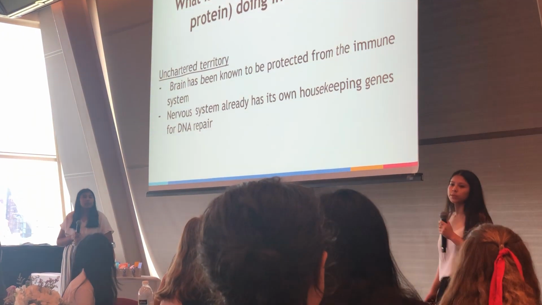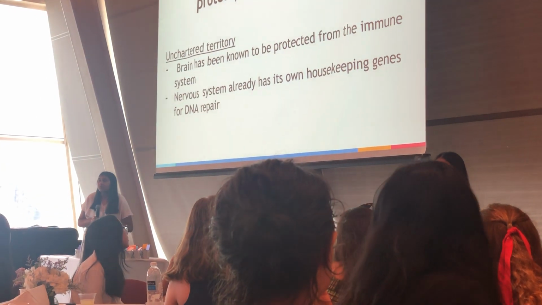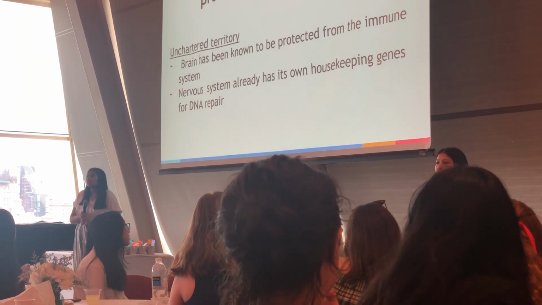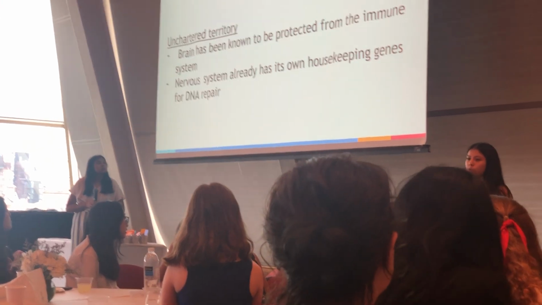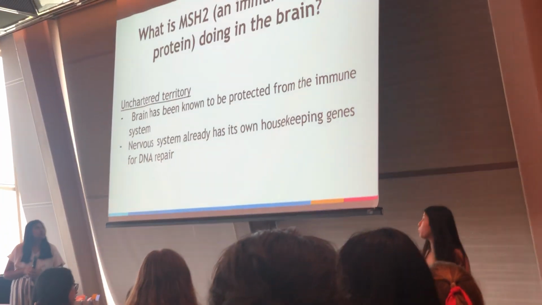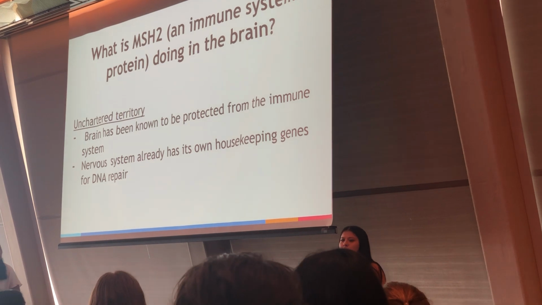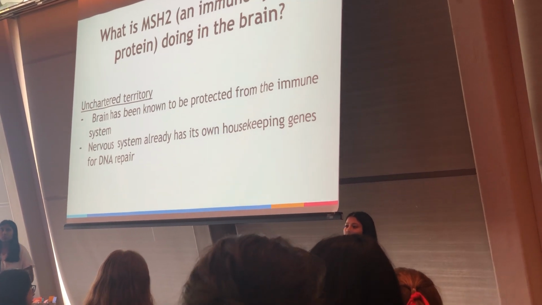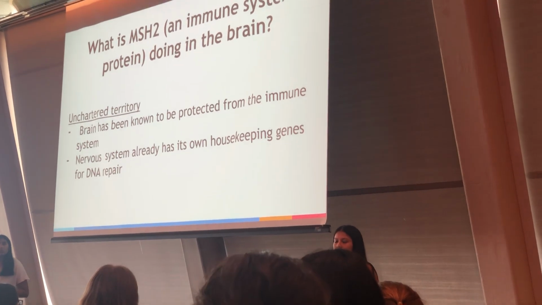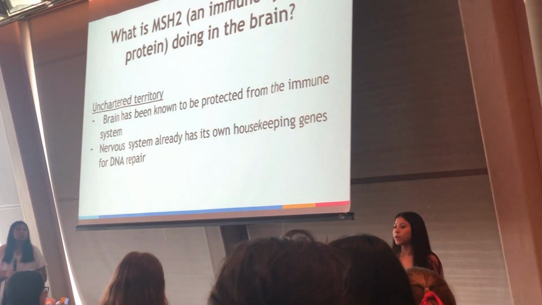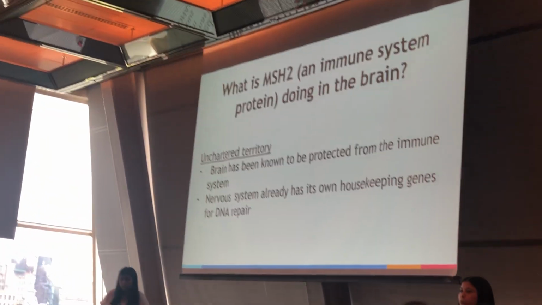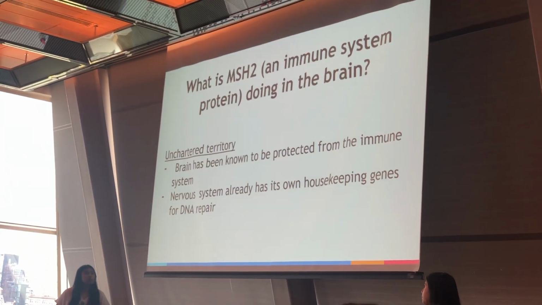So just to sum up what this MSH2 immune system protein is doing in the brain, this is uncharted territory that we're entering. So our research is exploratory, meaning that we do not have a lot to compare it to before. And the reason that this is so surprising is because the brain has been known to be separate from the immune system. It has its own defense mechanisms, its own housekeeping genes that fight off diseases. But we're seeing overlap. So that's really what we're going to be looking into today.